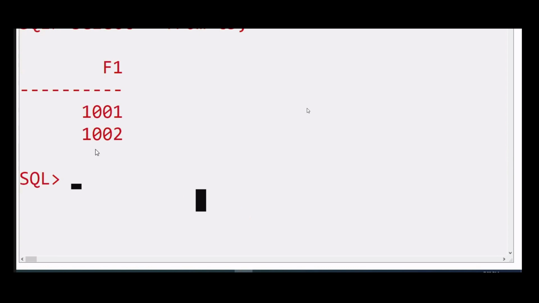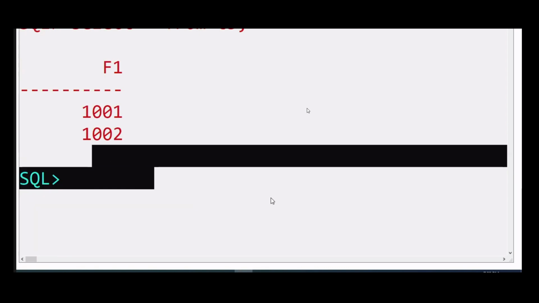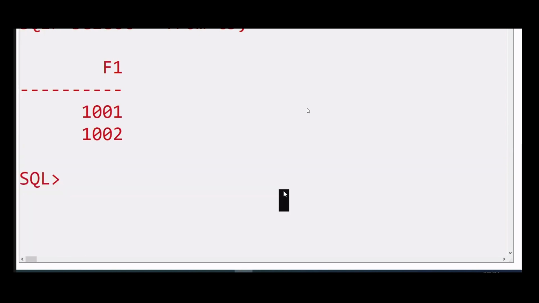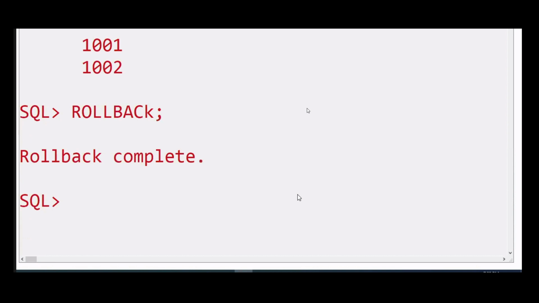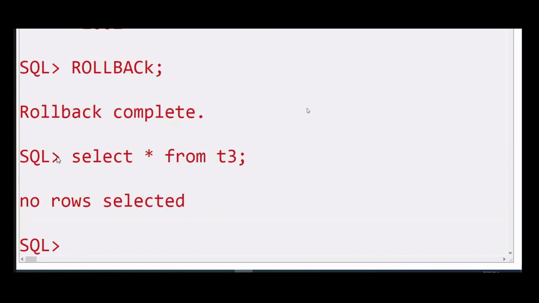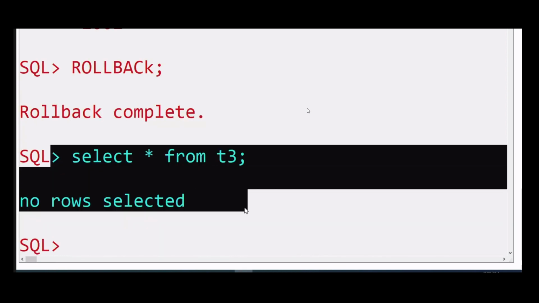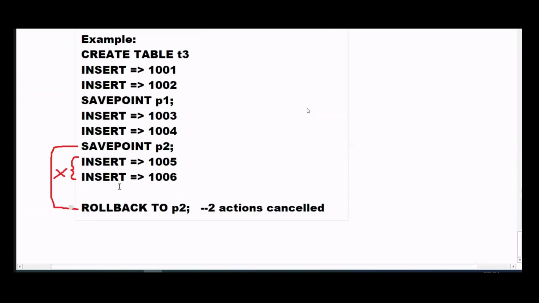Observe here. Till P1 point, actions are cancelled. No sir, I want to cancel all actions, sir. Roll back. All actions will be cancelled. Open and see the table data. No data is there. Observe. All actions cancelled. So like this, to set a particular point, a particular margin for the rollback, we are using save point.